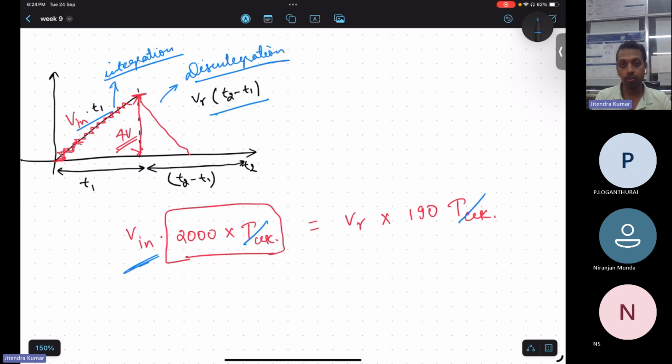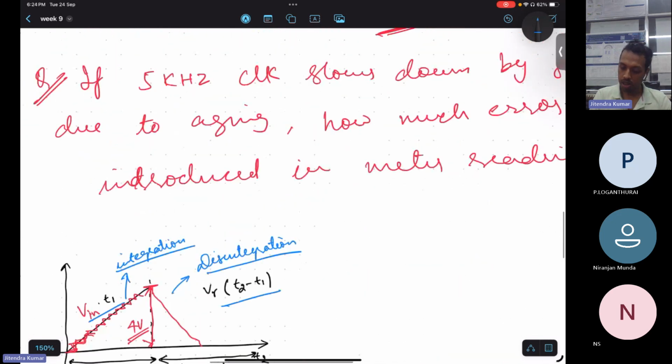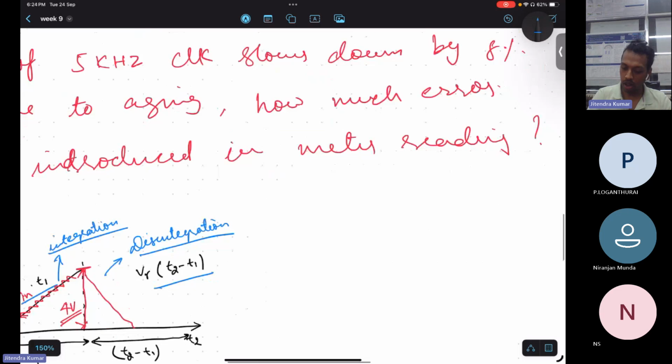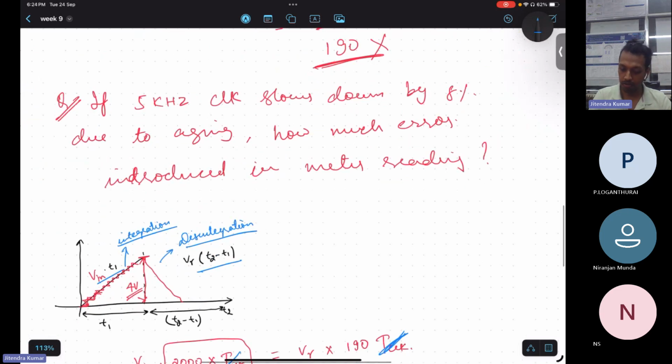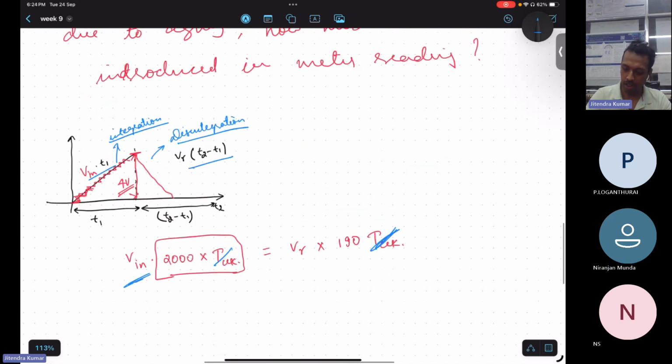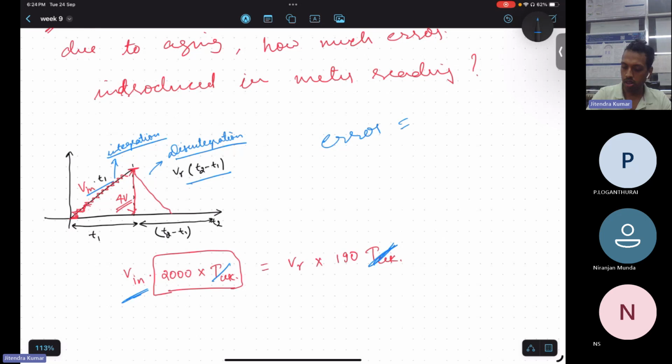So your measurement of input voltage does not depend on the clock pulses or the frequency of the clock. So how much will the error be? How much error will be in the circuit? Zero, exactly. It will be zero, 0%. So that is one advantage of this kind of ADC.